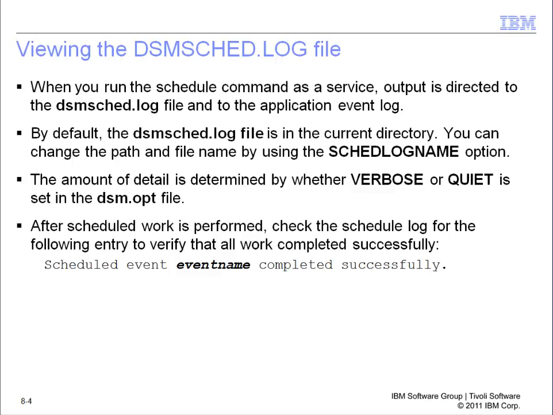Another log that you're going to need is the dsmsched.log. This is for your schedules, and we're going to talk about schedules in Unit 11. By default, the schedule log is in your current directory. You can change the path by using the schedlogname option. So you would set a different location with this option.